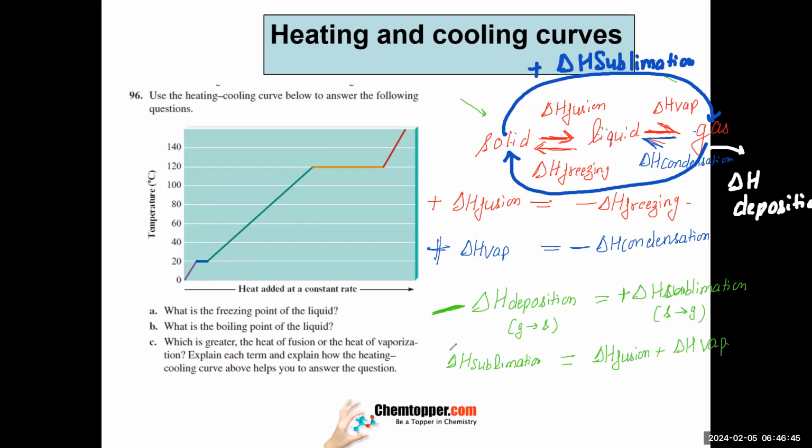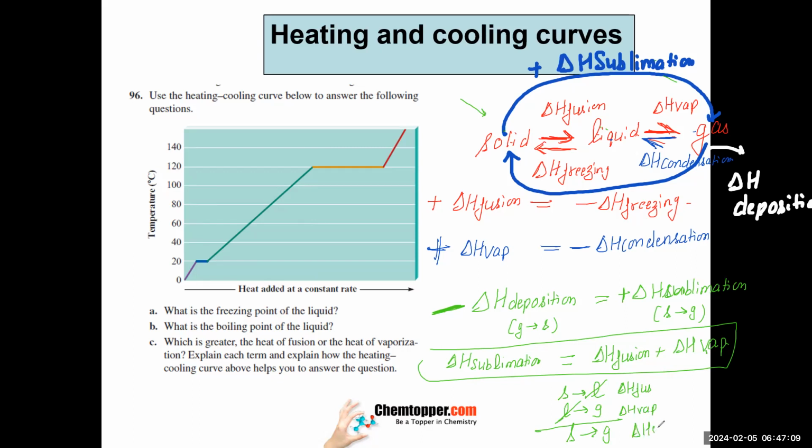So please write down this equation, because fusion is solid to liquid, vaporization is liquid to gas. If I add these two equations, liquid cancelled, I will get solid to gas. This is your delta H of fusion. This is delta H of vaporization. This is delta H of sublimation. Hess's law. I'm adding equations. So delta H of sublimation is delta H of fusion plus delta H of vaporization. So remember this equation.